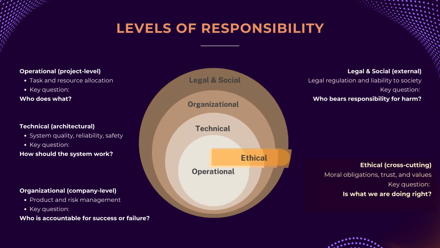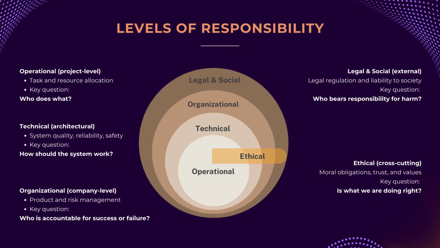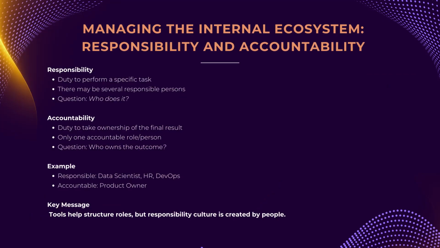And finally, the cross-cutting level, ethical responsibility. This level permeates all the others and concerns moral obligations toward society, the user, and stakeholders. Key question: is what we are doing right? A comprehensive approach to responsibility in AI projects requires understanding the interconnection among these levels. Only with clear responsibility allocation and established procedures for interaction across levels can we ensure ethical, safe, and effective AI development. And for this, it is critical to set up governance and control processes correctly both within the company and with external parties. Before building relationships with the outside world, we must put our own house in order.